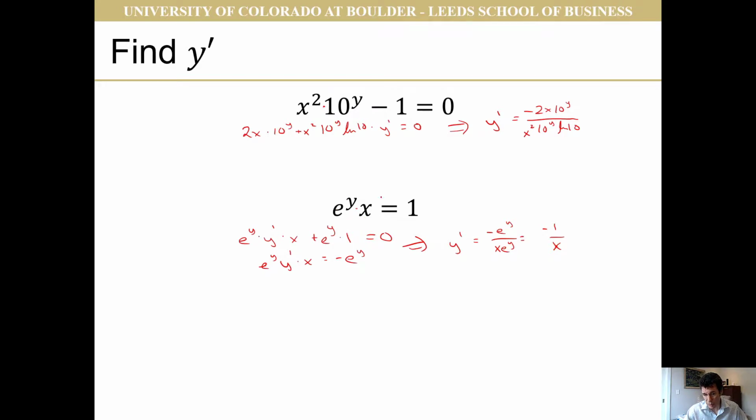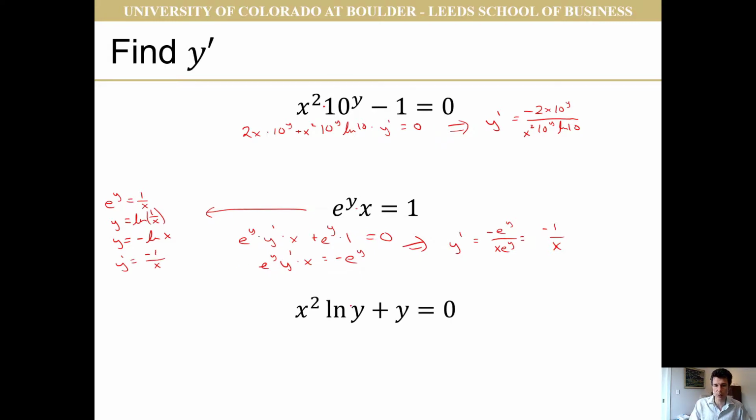So, could we have done this differently? Of course. We could have written this function explicitly by doing e to the y equals 1 over x. Take the natural log of both sides and we get y equals natural log of 1 over x. So y equals negative ln of x, right? 1 over x is x to the minus 1. We can bring the minus 1 out in front. y equals negative ln of x. y prime equals negative 1 over x.